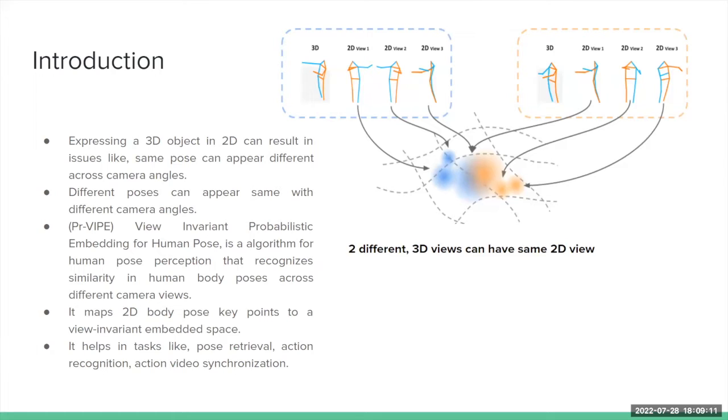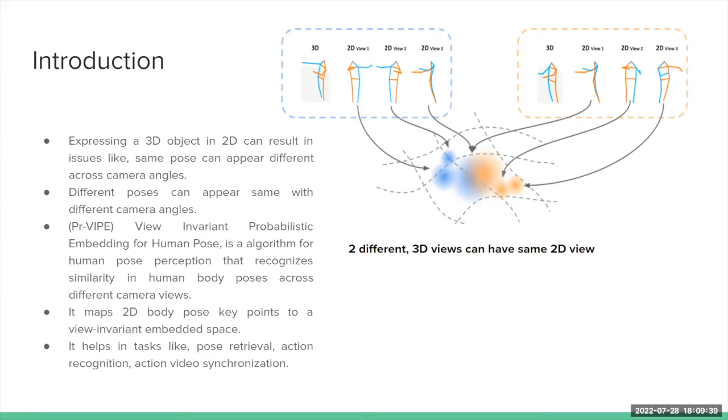Input to Pr-VIPE is a set of 2D key points from any 2D pose estimator that produces a minimum of 13 body key points. And the output is going to be the mean or variance, or the combination of both, of the pose embedding. The distance between embeddings of 2D poses correlates to their similarities in absolute 3D pose space.